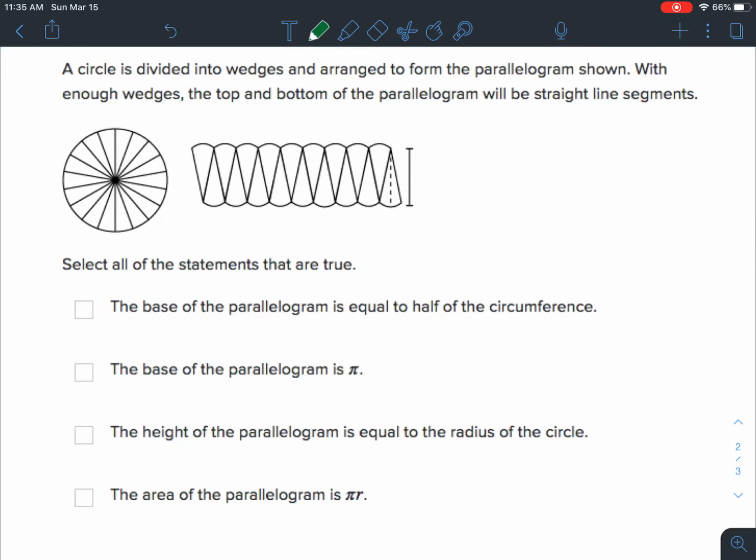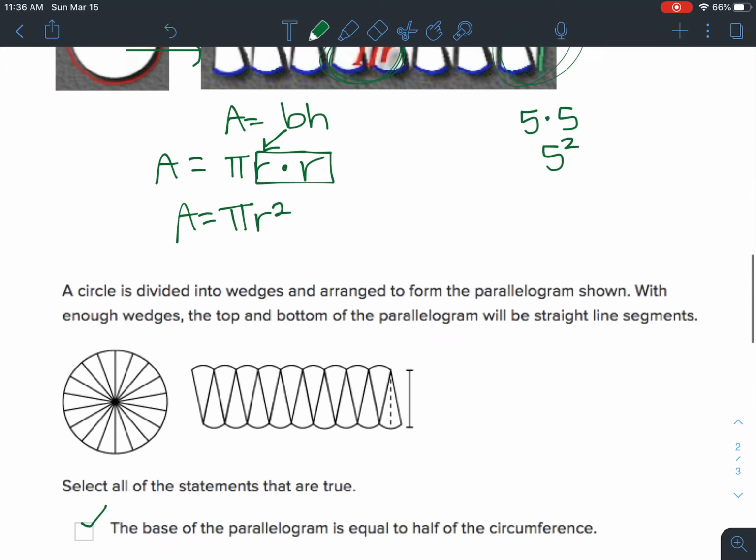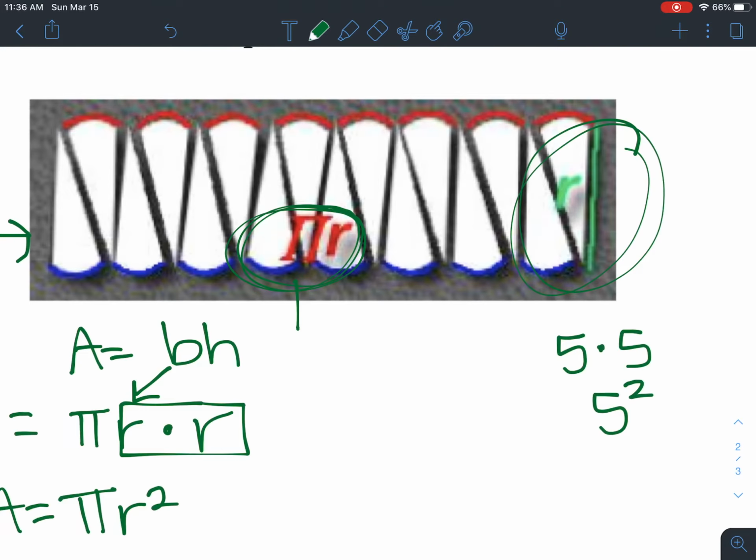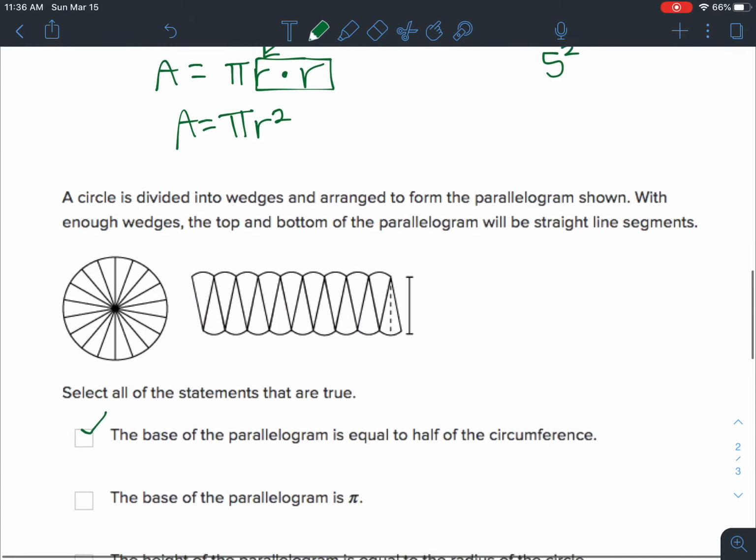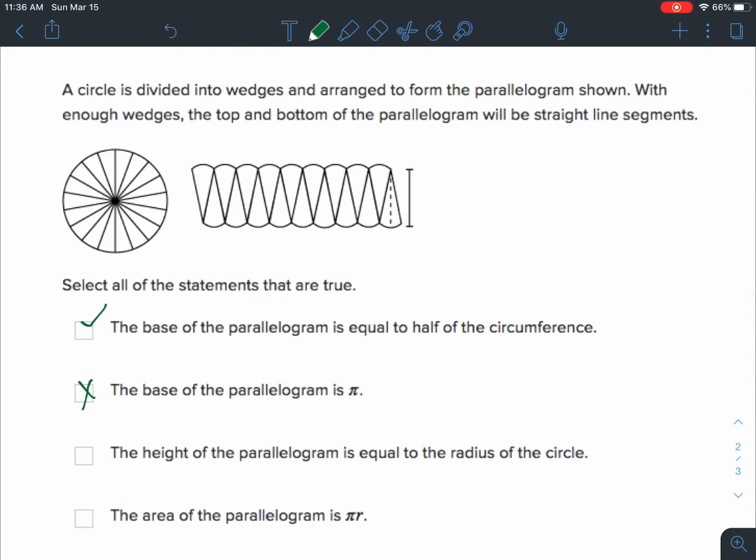So it says a circle is divided into wedges and arranged to form the parallelogram shown. We're going to select the statements that are true, and we're also going to change the ones that are false to make them true. So the base of the parallelogram, this distance right here, is equal to half of the circumference. The video showed us that that's true. The base of the parallelogram is equal to pi. Well, if we look right back up here, it's not just pi. It's pi times the radius. So this one's not true. It should be pi r.